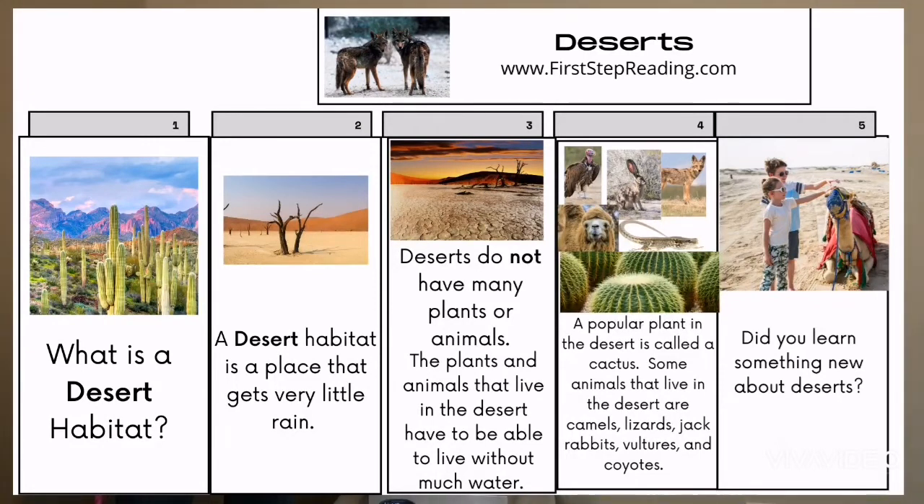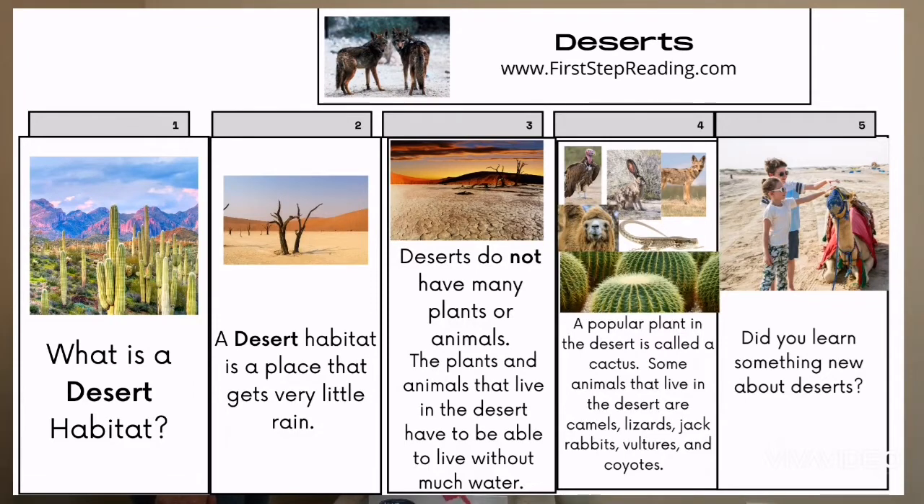Another environment we're going to talk about is deserts. What is a desert habitat? A desert habitat is a place that gets very little rain. Deserts do not have many plants or animals. The plants and animals that live in the desert have to be able to live without much water because it doesn't rain a lot, so they don't have much water.